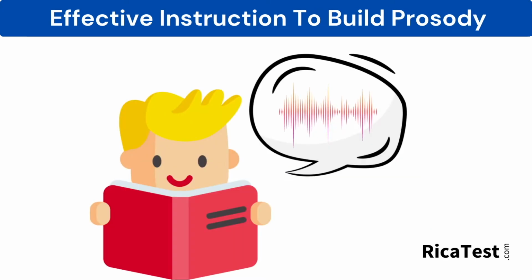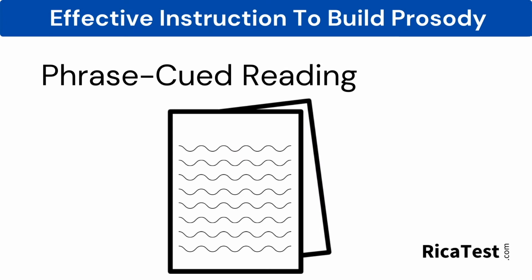We have learned specific strategies now for building accuracy and rate, and next, you'll learn how to build students' reading prosody. If a student is struggling to read with the appropriate expression, a teacher should use the approach called phrase cued reading. This is when the teacher uses a text passage that the teacher has pre-marked to support the student in developing and refining the student's prosody.